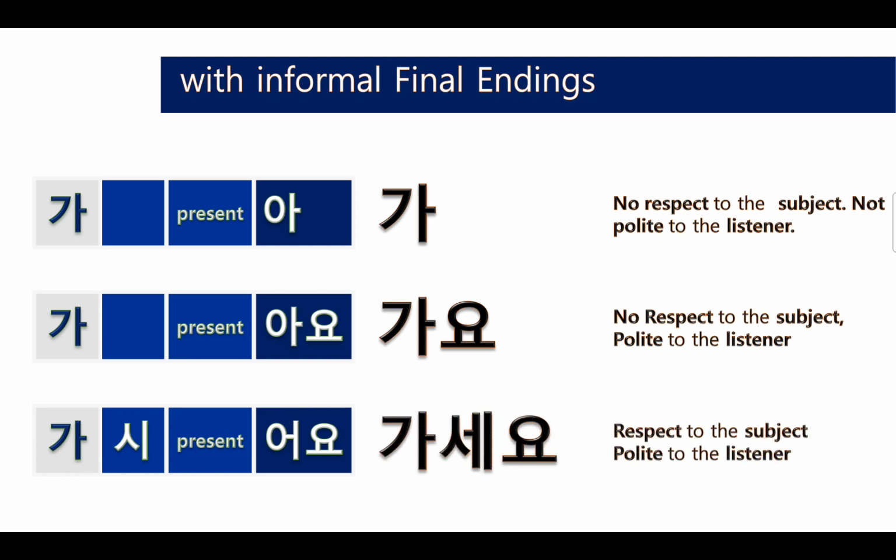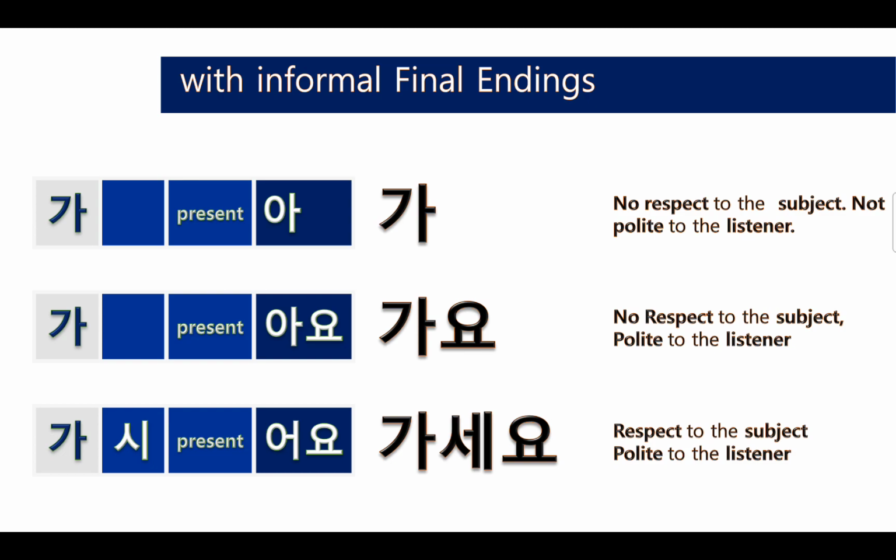So 가세요 means respect to the subject and polite to the listener. Of course, these three, 가, 가요, 가세요 mean go, present tense, as you see. Okay? These are go and present tense. So I go, right? Or he goes. She goes is this one. 가, 가요, 가세요. What is the difference?